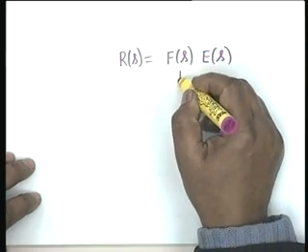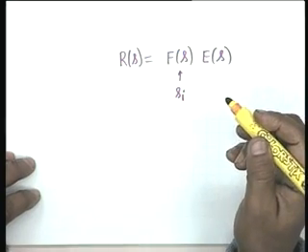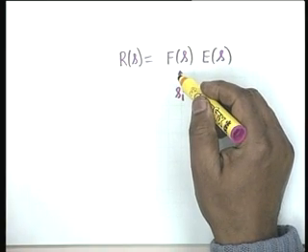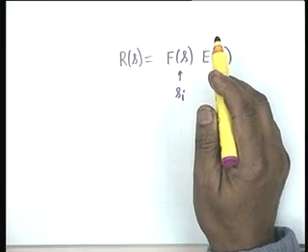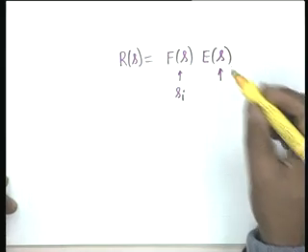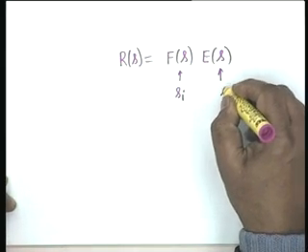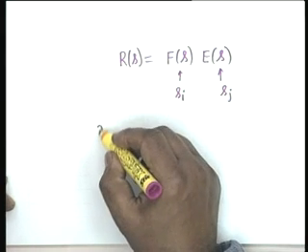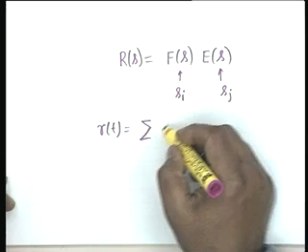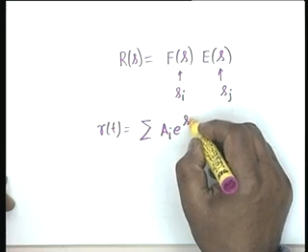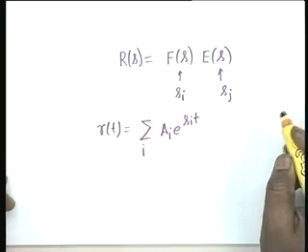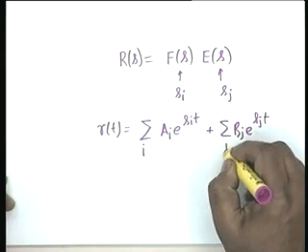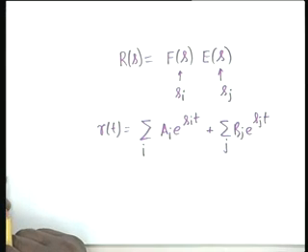For example, if S sub i are the natural frequencies of the network, then they will belong to F of s. They are properties of the network. And suppose the forced frequencies are, let us say, S sub j. Then obviously R of t would be summation of some a sub i e to the s sub i t over i, plus summation b sub j e to the s sub j t over j. Is this point clear? No.